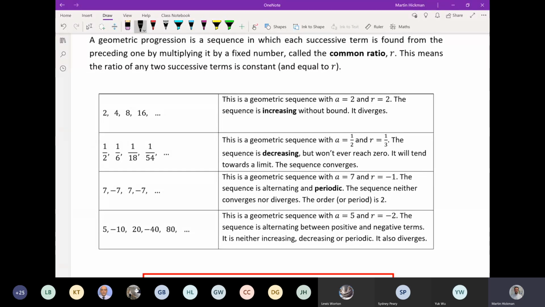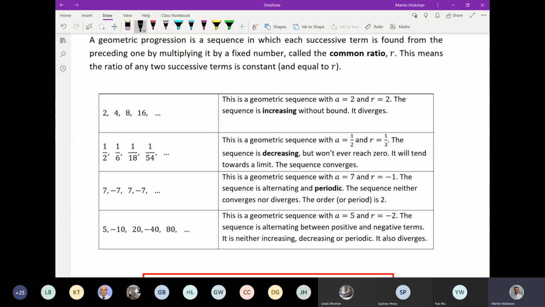We can also have geometric sequences such as this: a half, a sixth, an 18th, and 1 over 54. Each time here, we're multiplying by a third. So the common ratio would just be a third. This is what we'd call a converging sequence. It won't ever reach 0, but it will get closer and closer to 0. Yet again, we will talk more about converging sequences a little bit later on in this booklet.